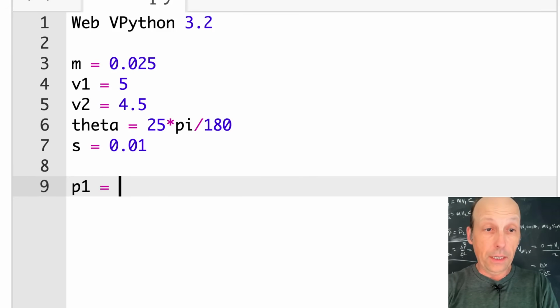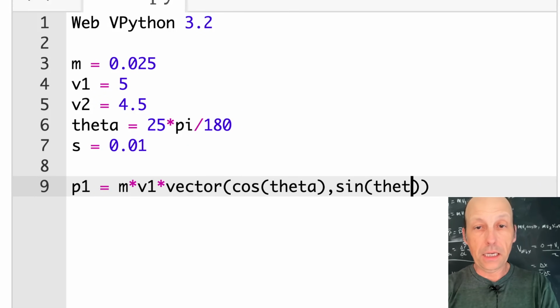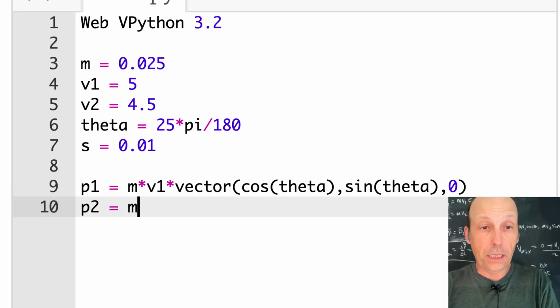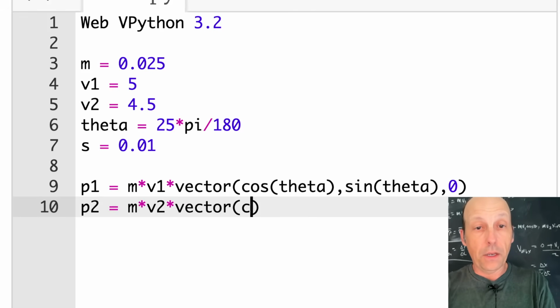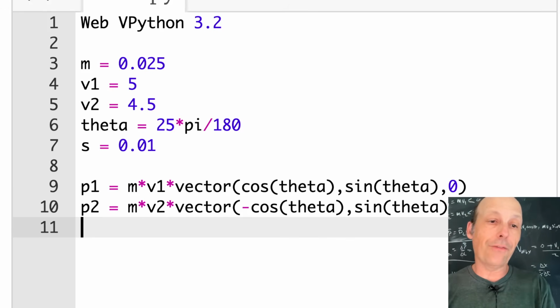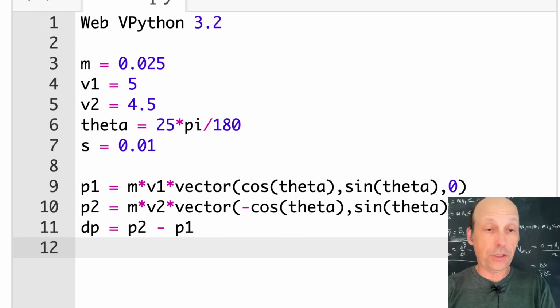Okay, let's write an expression for the initial and the final momentum. So P1 is going to be equal to m times V1 times vector, see, we got that vector thing, cosine theta, sine theta, 0. It's just a number, and I don't even care what it is. P2 is m times V2 times vector, cosine theta, negative sine theta, 0, just like we said before. Now I can write dp as p2 minus p1.